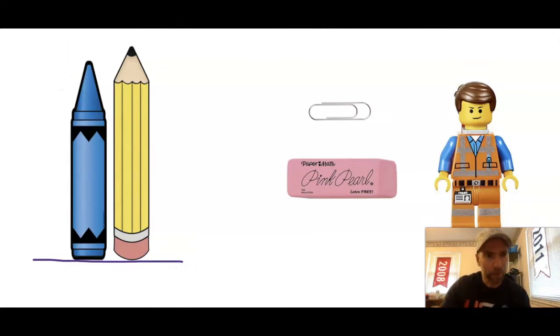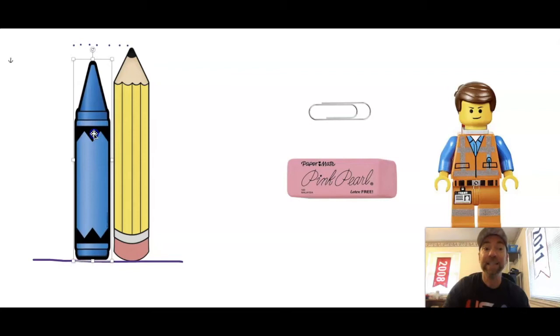Now, I wonder which one is longer. Well, the object that stretches higher up is the one that's going to be longer. Well, look at the pencil. The pencil is longer than the crayon. So the crayon is shorter.